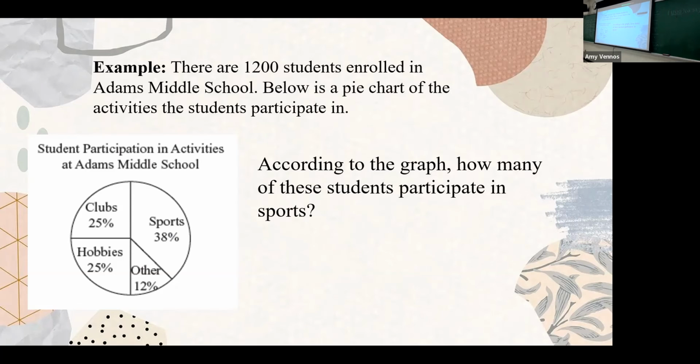Okay, so dividing by 38 was the right idea, but unfortunately 38% doesn't really translate to something over 38. 38% is actually 38 over 100. But over here, we multiply the total times the proportion, which we got from the percent, right? 38% is 0.38. So let's just do that multiplication real quick. We get 0.38 times 1,200. We get 456. So 456 students participate in sports.